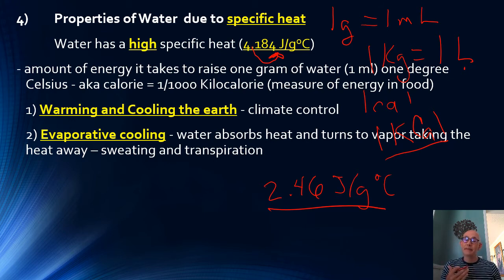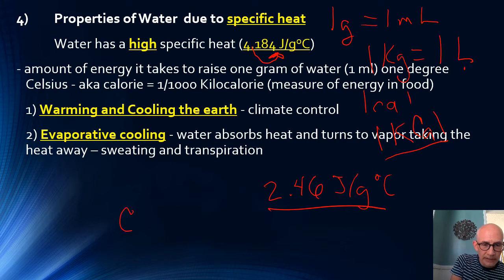So the thing about that is, if you have 1 gram of ethanol and 1 gram of water, the water will actually remove more heat from you and cool you more effectively in the long run than 1 gram of ethanol. And the reason for that, it goes back to molecular chemical structure.